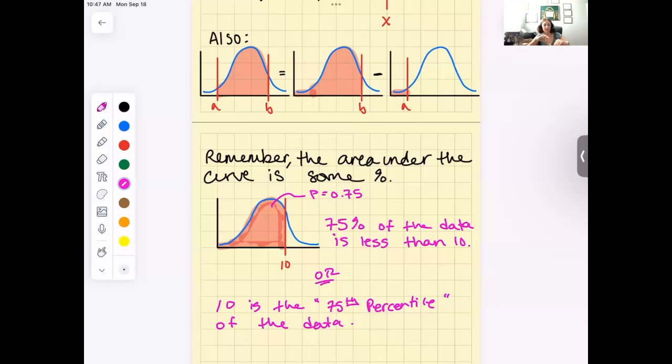So the percentile represents what percent is less than. And you can, of course, gather by the complement rule in your brain that the opposite is true: that 25% is greater than 10, if you know that 75% is less than 10. Questions so far?